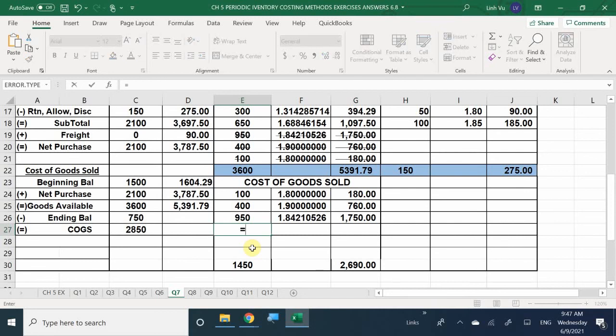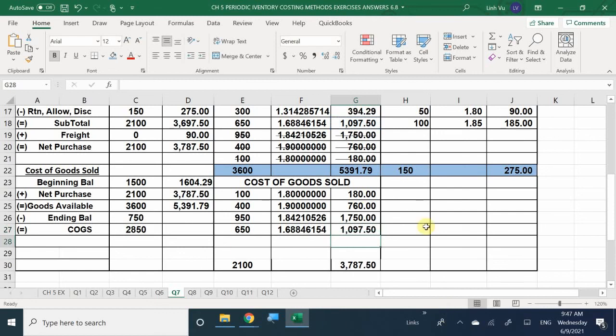So in this case, go ahead. 650 is gone. So the 650 batch is going to be gone, which we know is going to cost us a grand total of $1,097. All right.